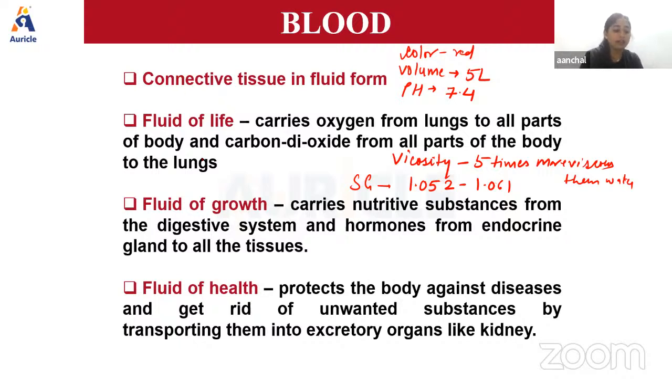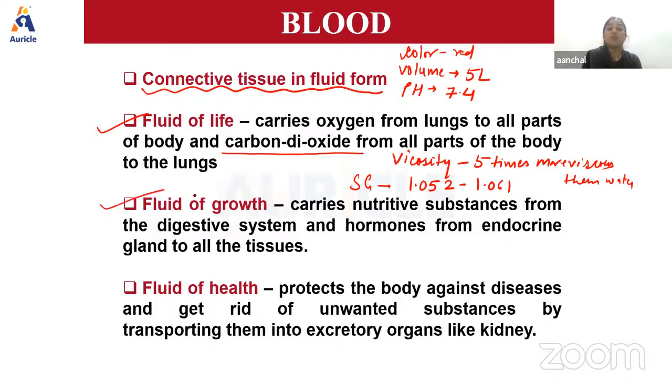First, it is a connective tissue in fluid form. Blood is also a type of tissue, and it is a type of connective tissue because various types of cells are present in it. Now, it is a fluid form of life. Why is it a fluid form of life? Because it transports oxygen from the lungs to all parts of the body, and it also carries carbon dioxide from all parts of the body to the lungs, and from the lungs it gets eliminated out of the body.